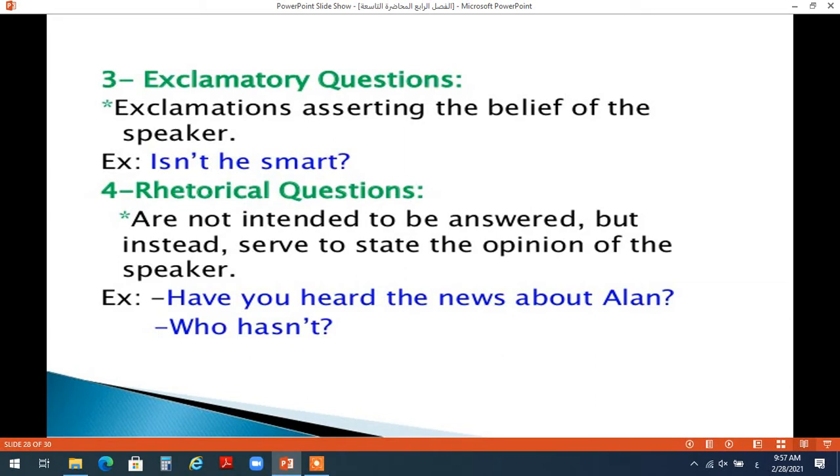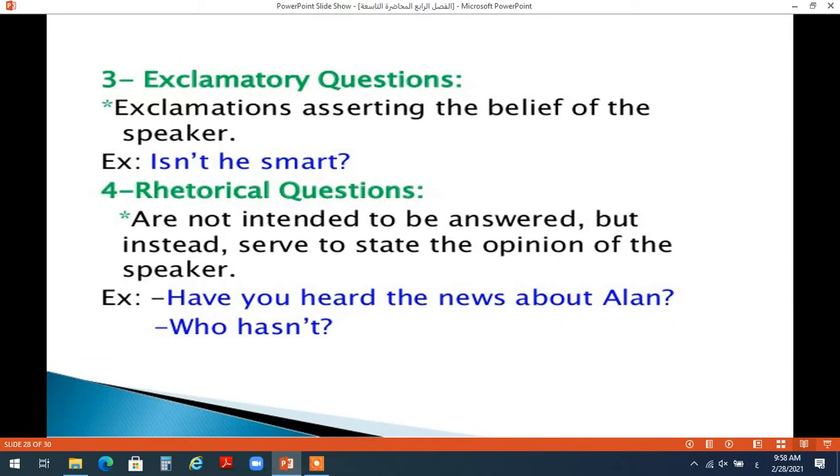Notice here some other points regarding exclamatory questions and rhetorical questions. Exclamatory questions are exclamations asserting the belief of the speaker. So exclamatory questions are exclamations we use to emphasize something we are very confident about. For example, isn't he smart? It means he is very smart. Okay, but we didn't speak about him directly; instead we used an exclamatory question.